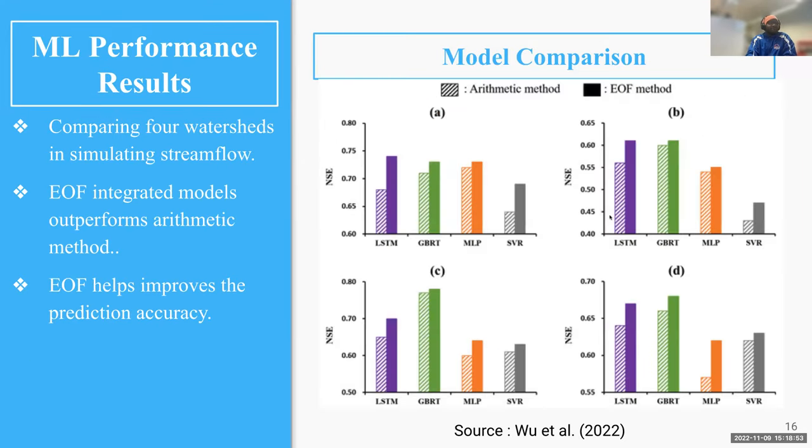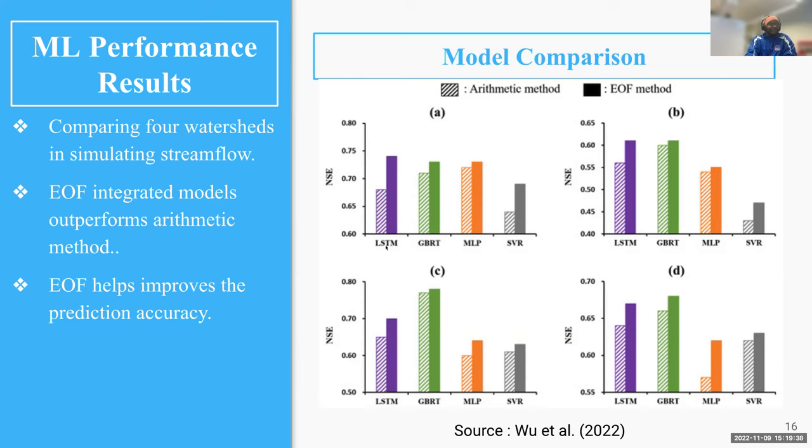they compared all four watersheds, because according to their study, they considered four watersheds: watershed A, watershed B, watershed C, and watershed D. In this result, the arithmetic method is in stripes, and the solid part is the EOF, where the data set was decomposed and they applied the EOF on it. Then this is the Nash-Sutcliffe efficiency, a metric used to measure how accurate your model is in predicting. You can tell from what they observed that the data set where they applied the EOF had a higher accuracy as compared to the arithmetic mean.